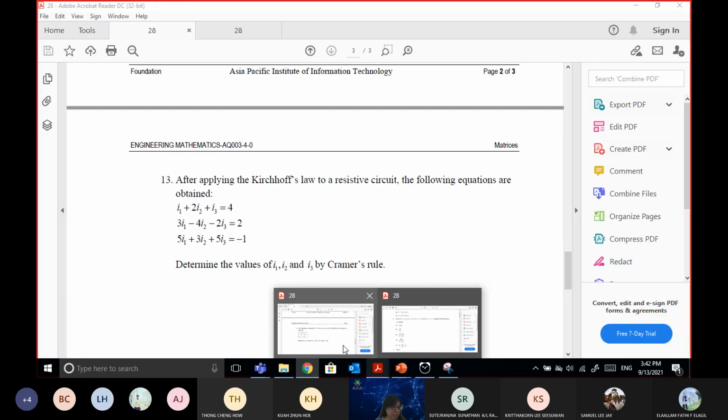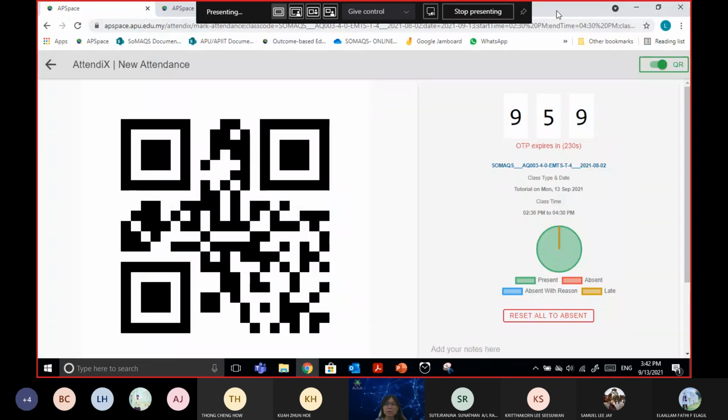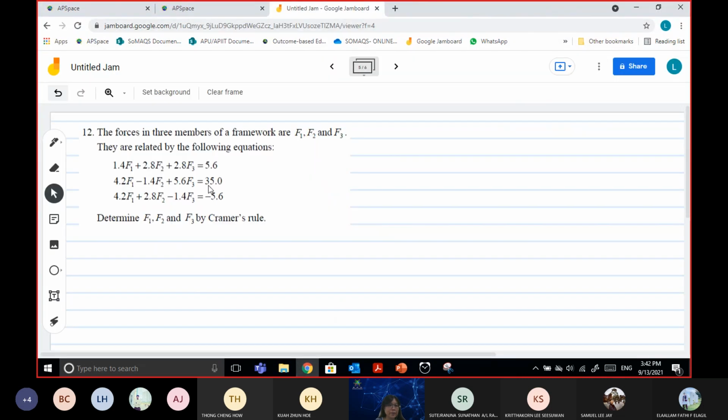As I mentioned just now, we will continue with the next question, question 12. I see the message from Ziyi. For this method, we need to find 4 determinants, and others are also answering yes. Correct. So for questions on Cramer's rule, you need to solve by finding 4 determinants. Then after that, you can get the unknowns. The formula is simple, just a lot of calculation.